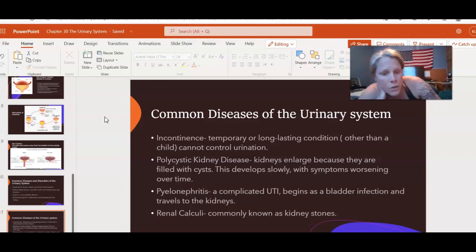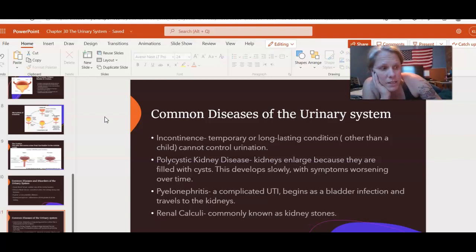And then the last one would be the renal calculi, commonly known as kidney stones. So this happens when they become lodged in the ducts within the kidneys or the ureters, becoming more severe disorders. You're not going to be able to urinate. It's extremely painful as those stones start to move down the ureters into the bladder.